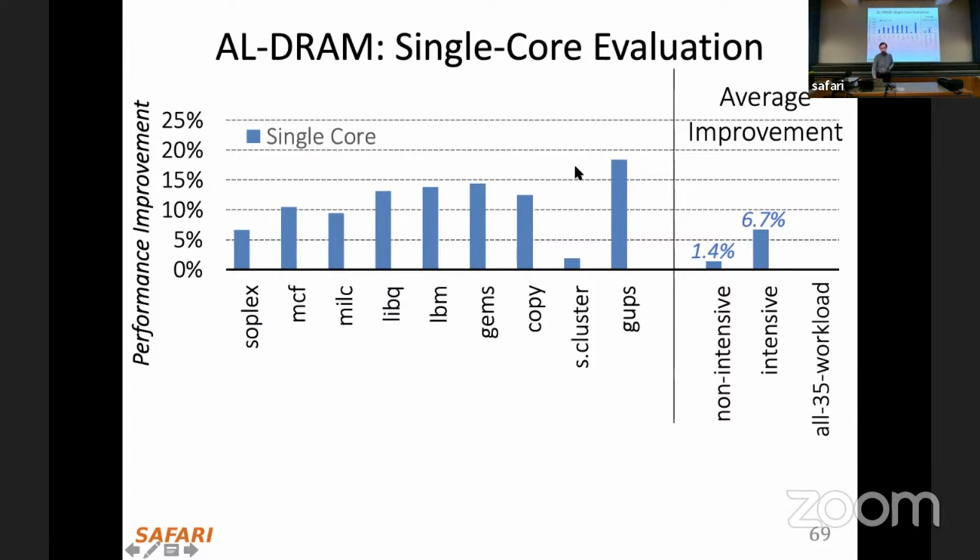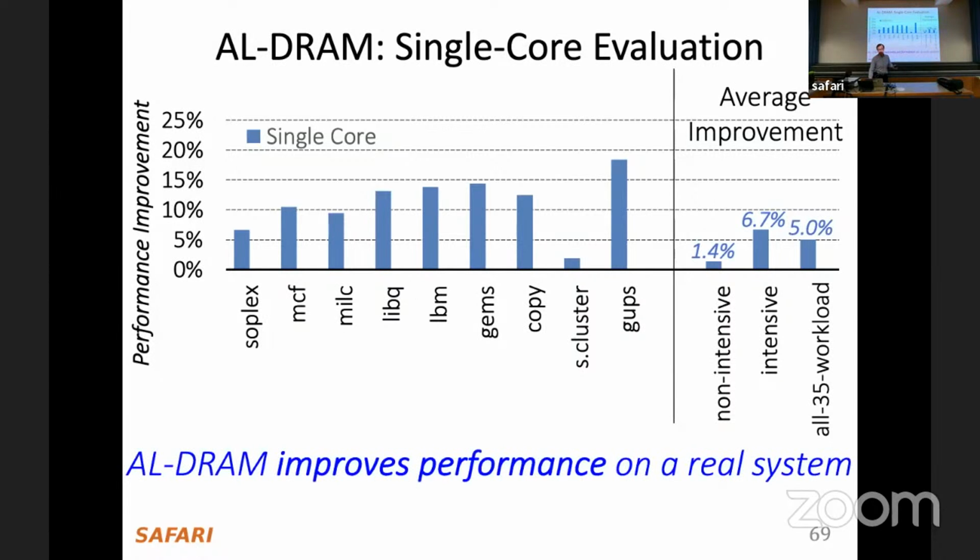But you can see that the performance improvement is significant, especially on memory-intensive workloads. This is really average across 35 workloads. I believe these are the sample workloads over here. And if you actually do this, so basically you can improve performance on a real system without any errors.